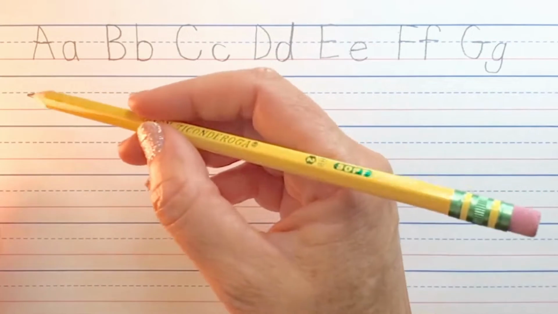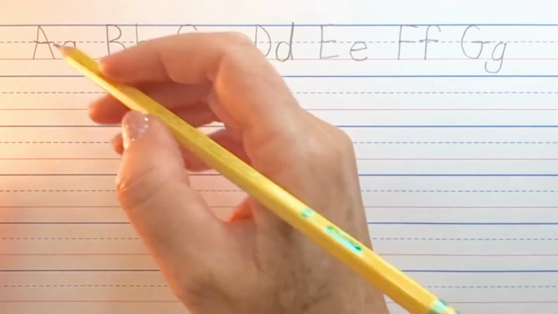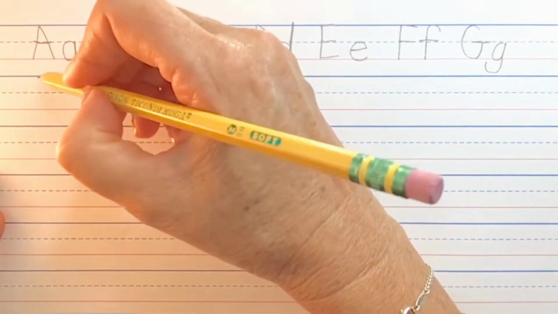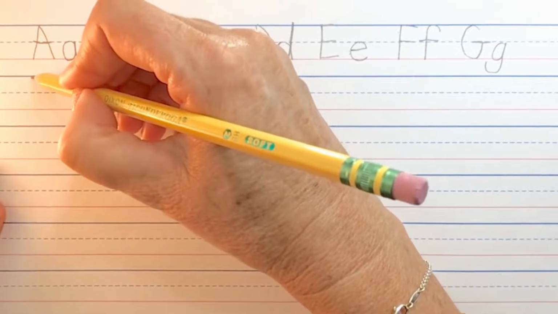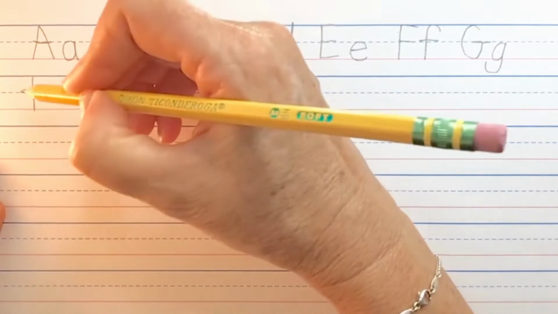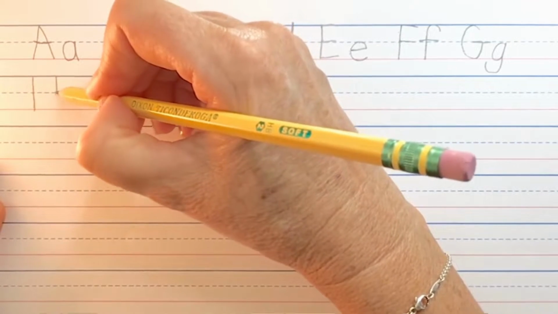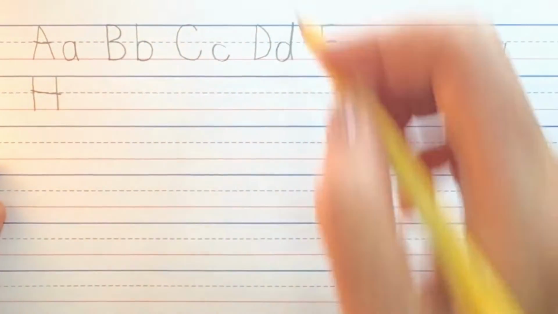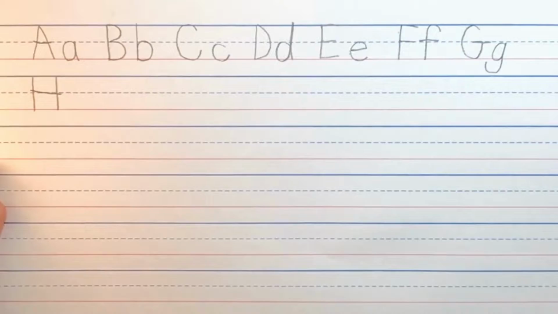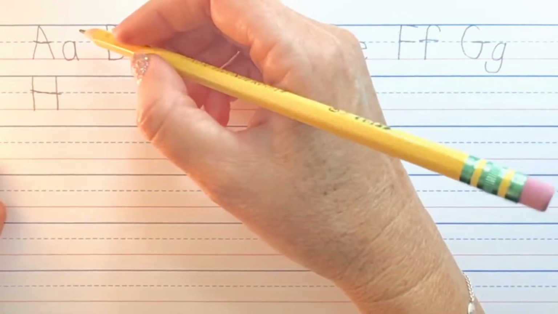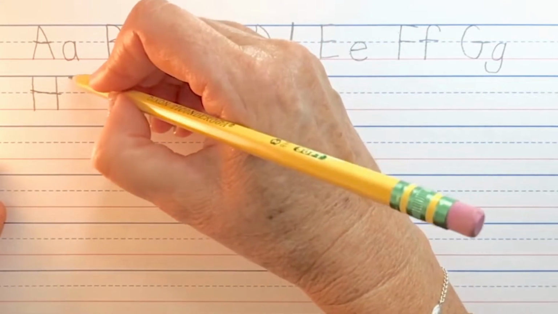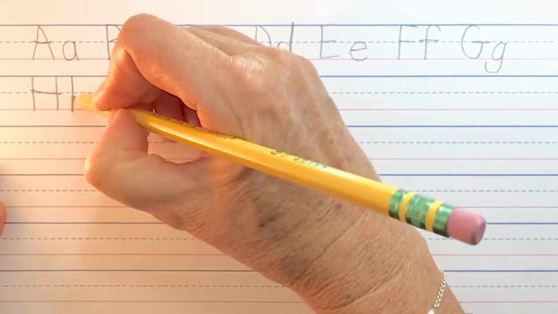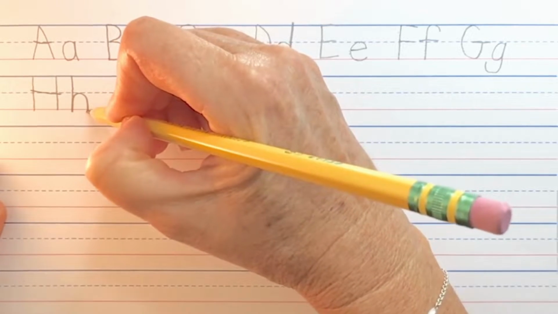H, let's go all the way down and start right below the A. Uppercase H, start at the top, pull down, jump up, pull down, jump to the middle, and slide. Lowercase looks different than uppercase. Start at the top, pull down, push up, curve around.